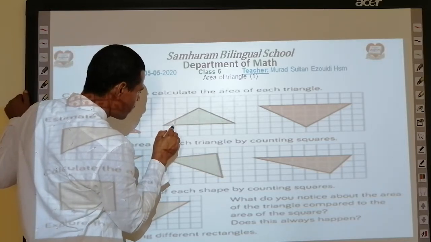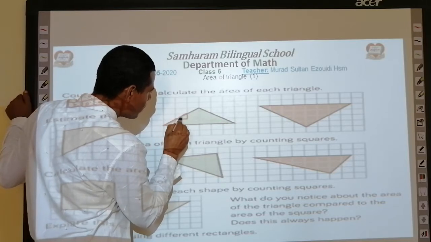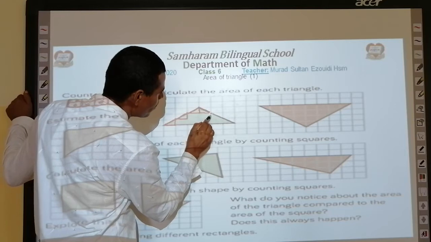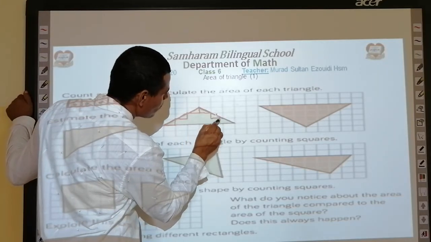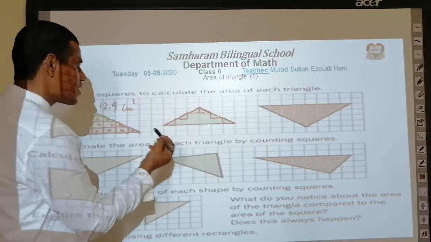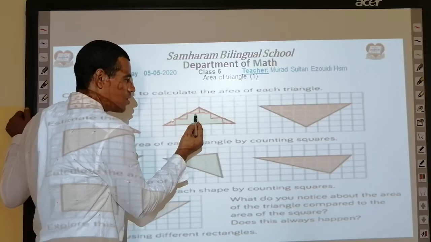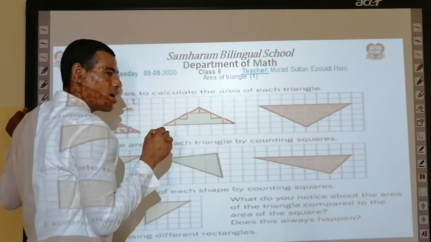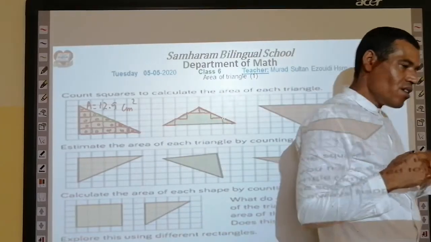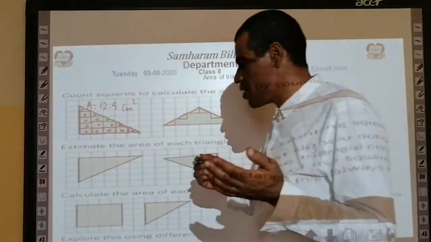This is only half a square. This is also half a square. And this one is half a square. Okay, let's count the half squares. 1, half and half gives 1 square. 1, 2, 3. So we have 6 halves of a square. Okay, we have 6, means 3.